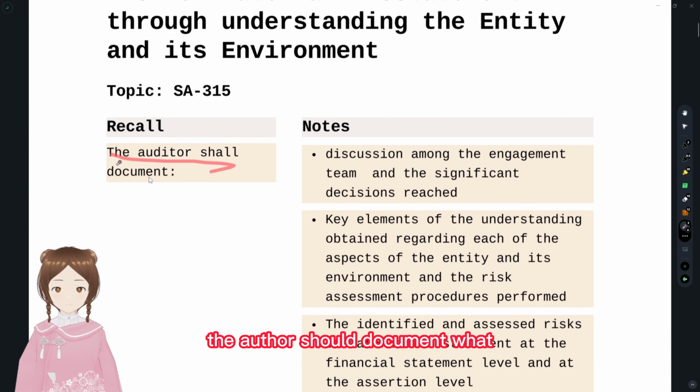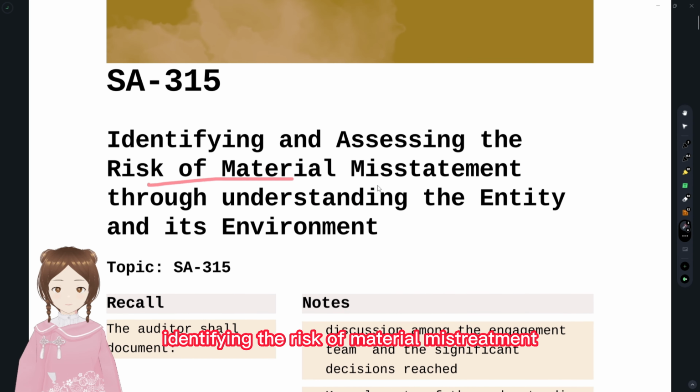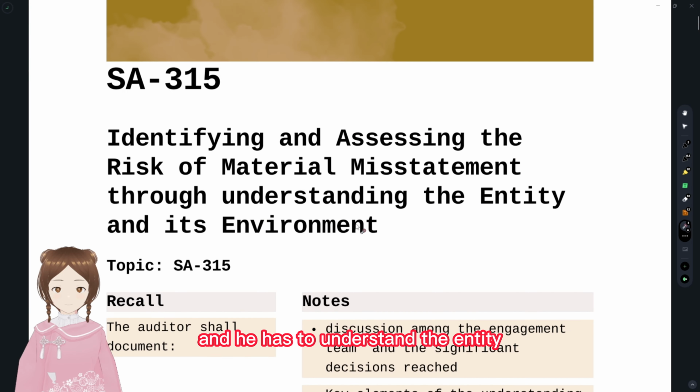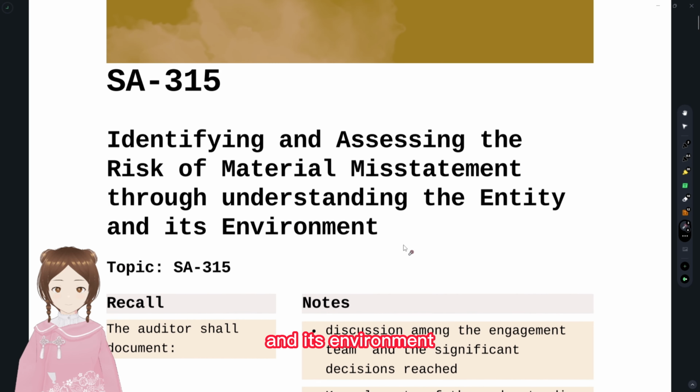The auditor shall document. What the auditor should document is what all the things he had done. Under SA 315, what is he doing? He's identifying and assessing the risk of material misstatement. So he has to document the identified and assessed risk of material misstatement at financial statement and assertion level, what we have seen in our objective. And he has to understand the entity and its environment.